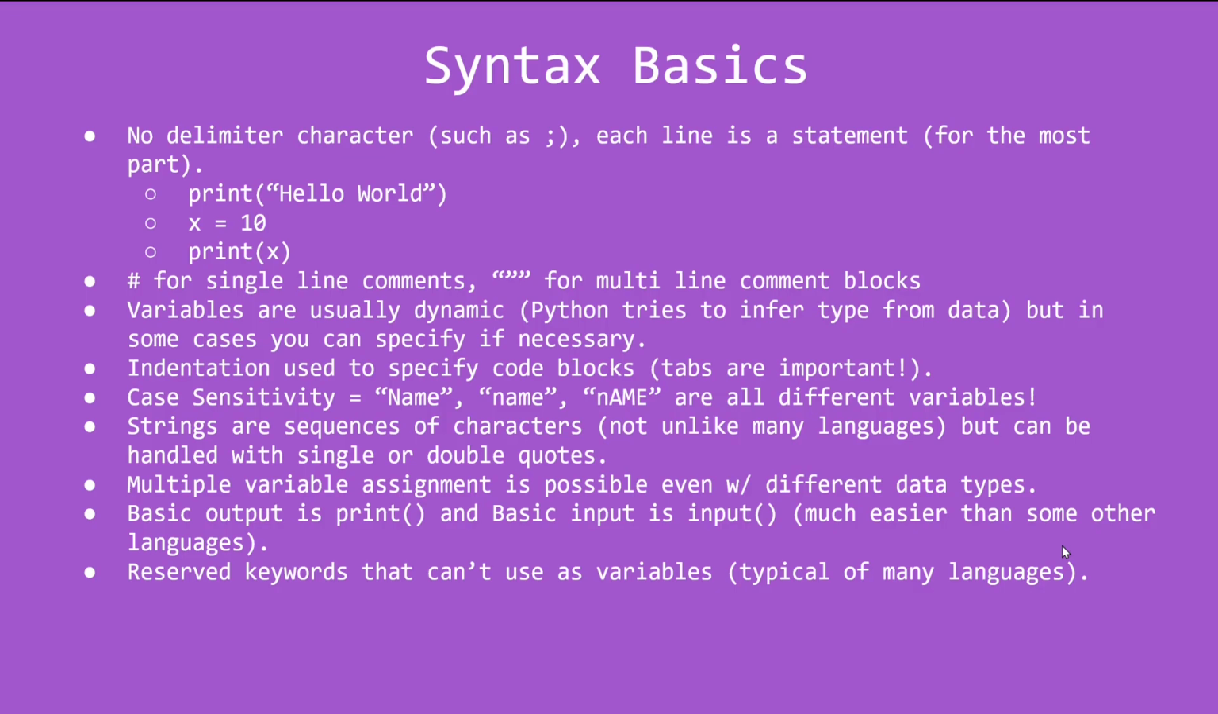You could have three names just spelled differently in terms of case, and they'll all be treated as different variables. Strings are sequences of characters, not unlike many languages, actually, as in C. A string is just an array of characters, but it can be handled with both single and double quotes. Multiple variable assignment is possible, and you can even do it with different data types, because keep in mind, data type assignment is dynamic.